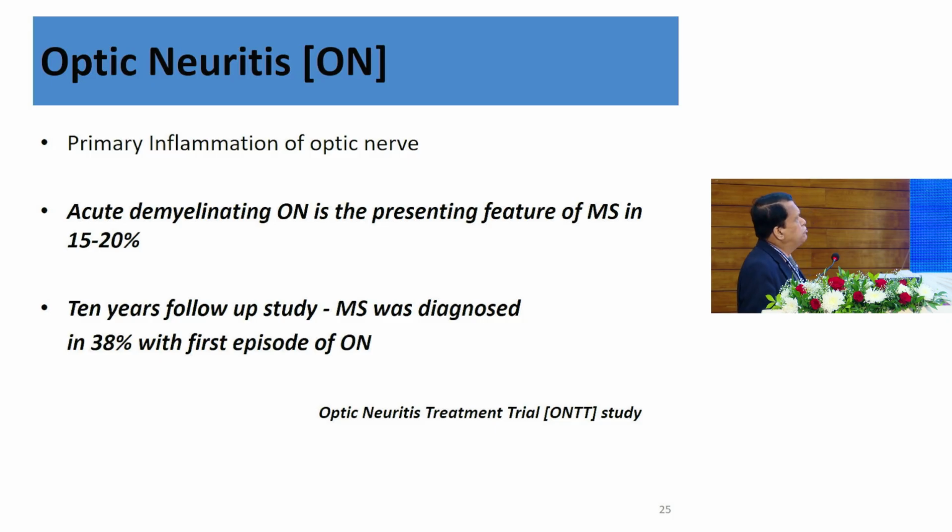Optic neuritis is very common. It is a primary inflammation of the optic nerve, and it occurs in about 15 to 20% of the cases. On a 10-year follow-up, MS was diagnosed in 38%. So any patient coming with optic neuritis, please don't neglect them. Follow them up. About one third of those patients go on to develop MS.